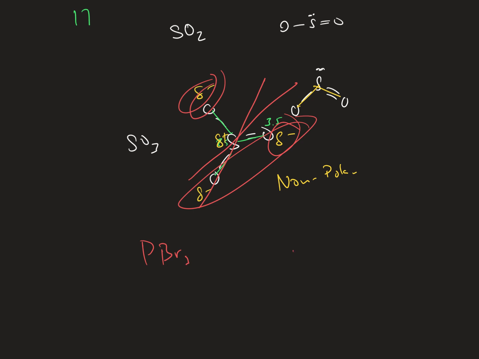PBr3 looks like this, right? Is that what it shows? Yeah. Okay. All right, so is the bromine-phosphorus bond polar or nonpolar? Look at the difference in electronegativity. Nonpolar? Isn't the 0.6 polar? Okay, it's polar.